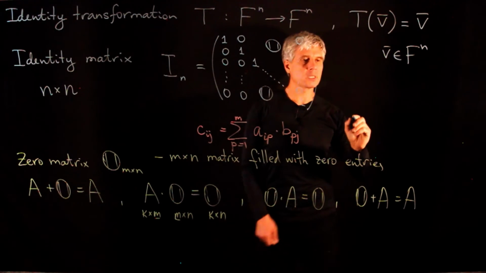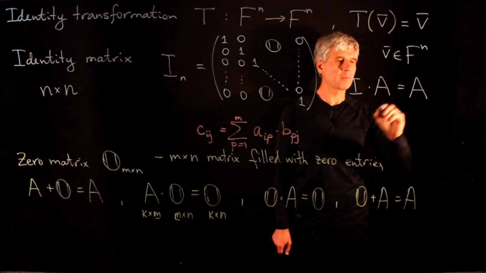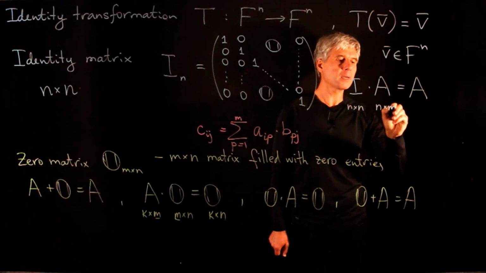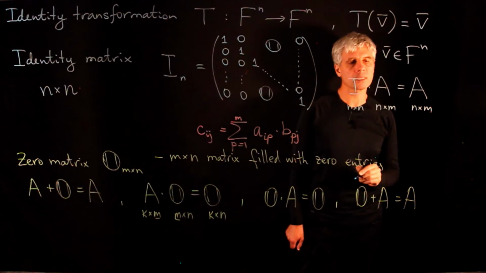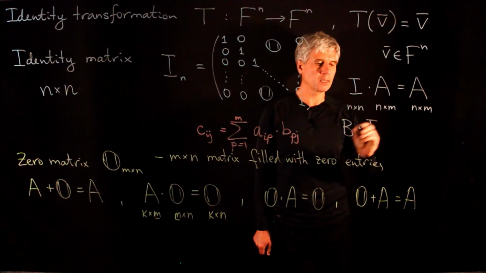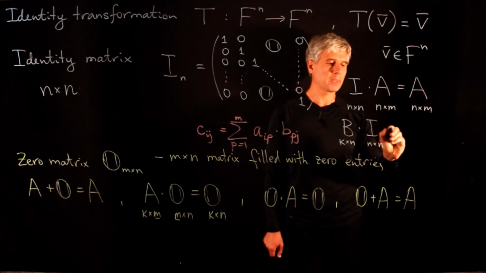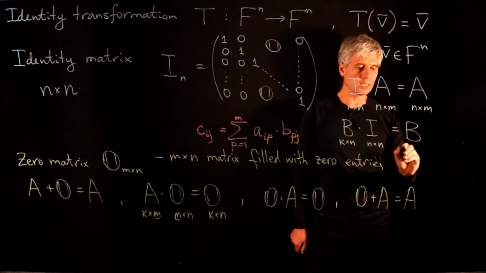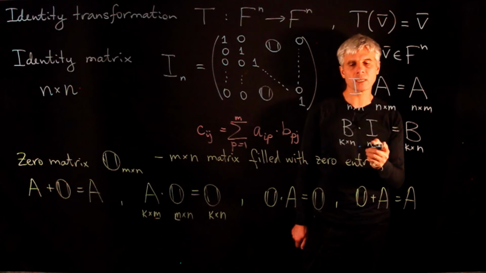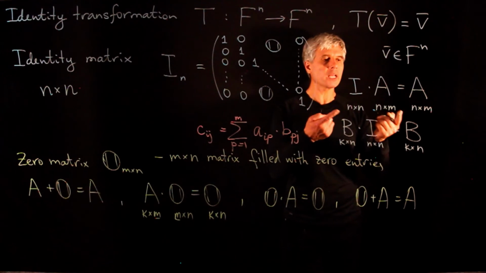It has the following property: identity times A is equal to A, where I is n by n and A is n by m, so we get an n by m matrix. And vice versa, B times identity: if I is n by n and B is k by n, then the result is B, which is a k by n matrix. So these multiplicative properties of the identity matrix are the same as the multiplicative properties of the number 1. And we can see very well why this happens.